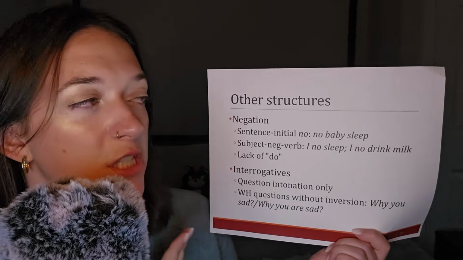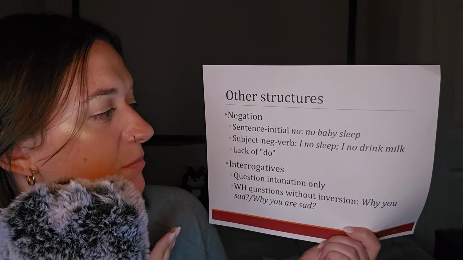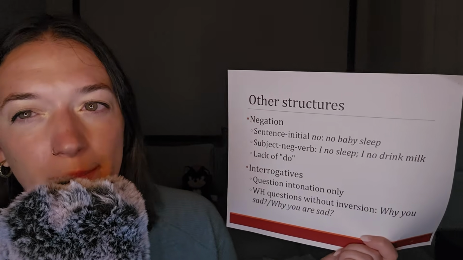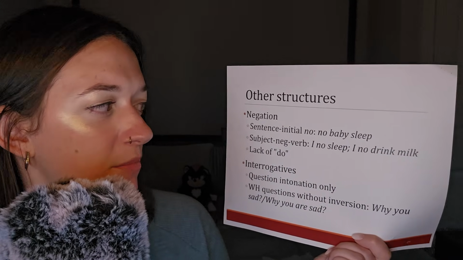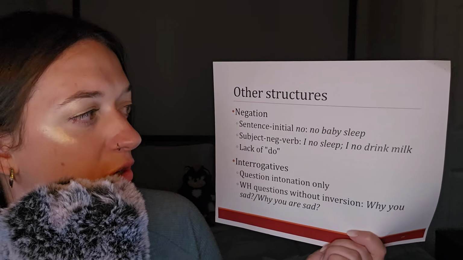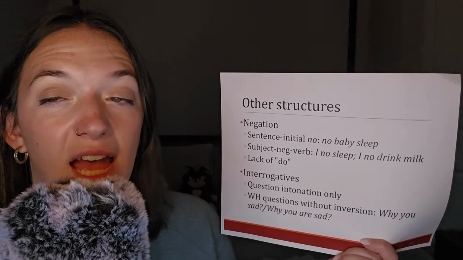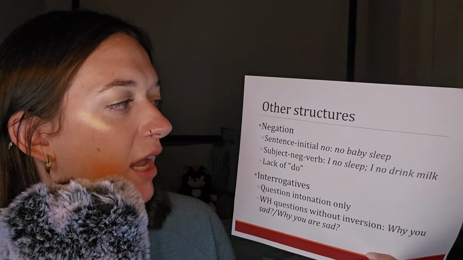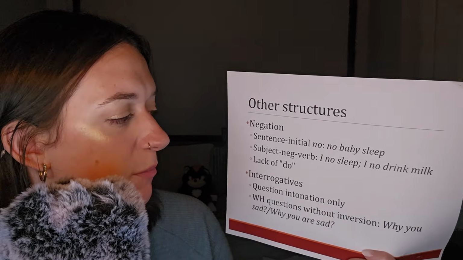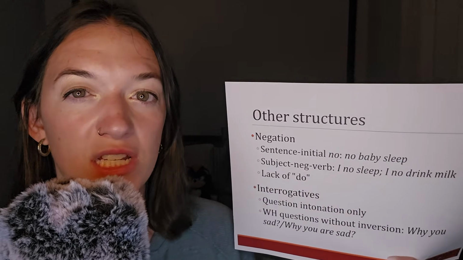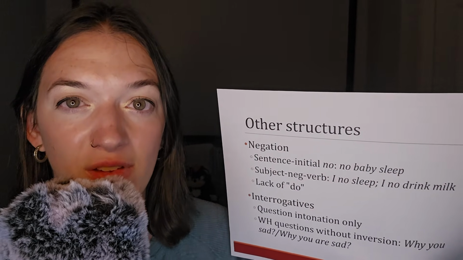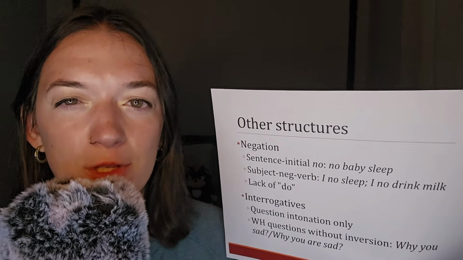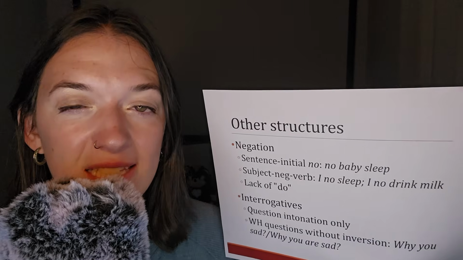Some other common structures in child speech are some differences in negation. So they might say no baby sleep, or I no sleep, I no drink milk. They don't yet have do: I don't sleep, or I don't want to drink milk. They lack do, which is a very, very functionally heavy word in English. It's used very frequently, but it has a very abstract meaning. It carries tense in a lot of instances.